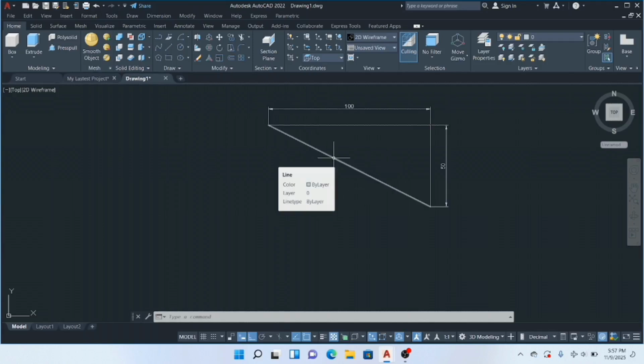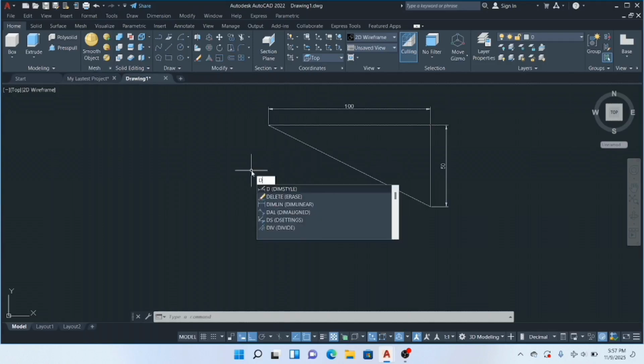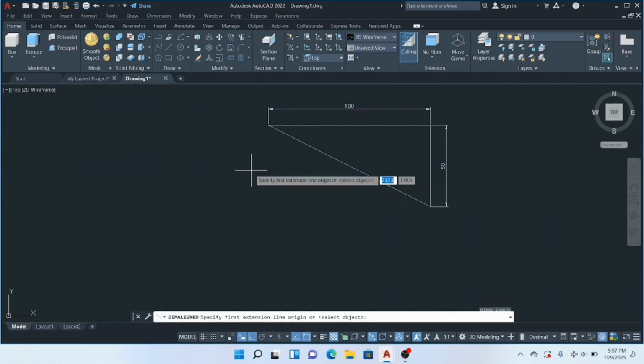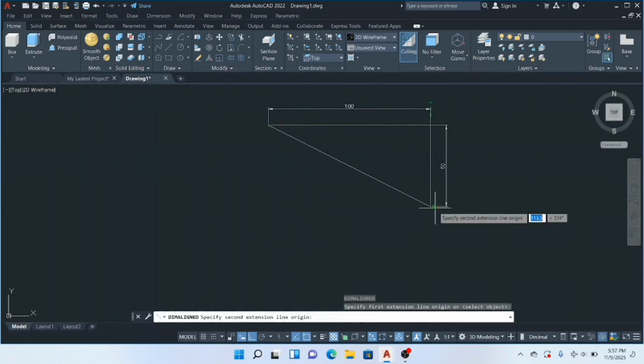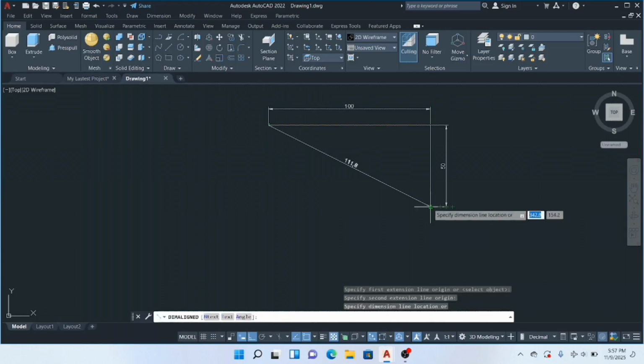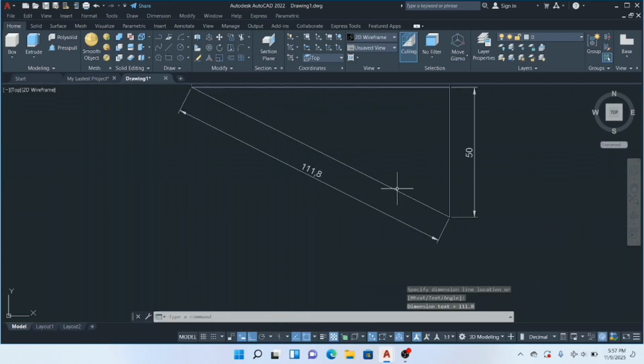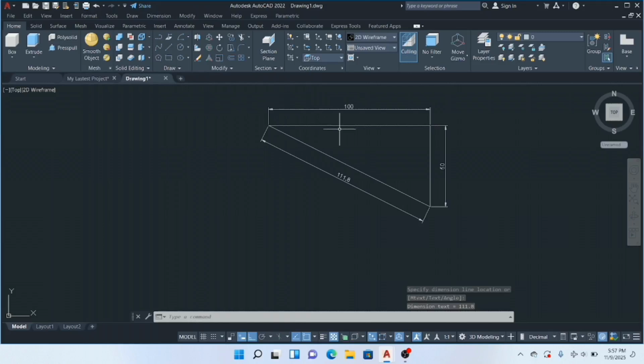The shortcut for align dimension is dimali, enter. Click on the first point, then the second point to get your dimension. Now I have the linear dimension for the horizontal line and the vertical line, and I have the align dimension for the inclined line.